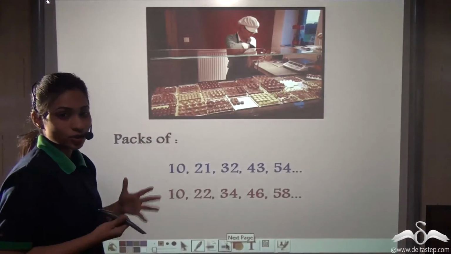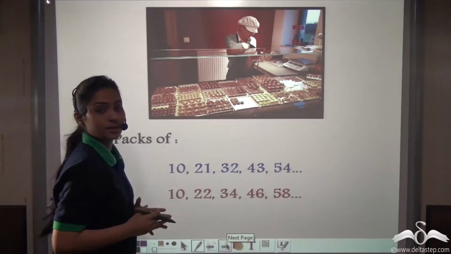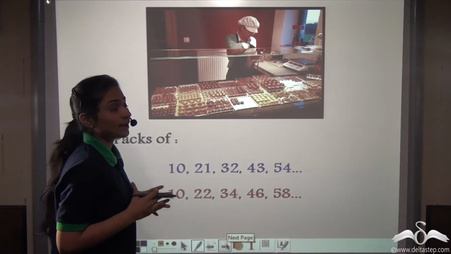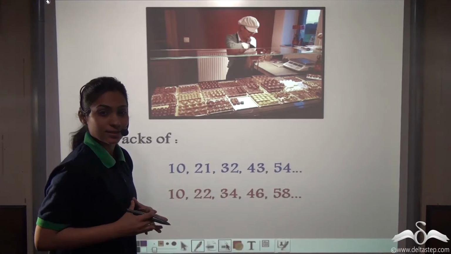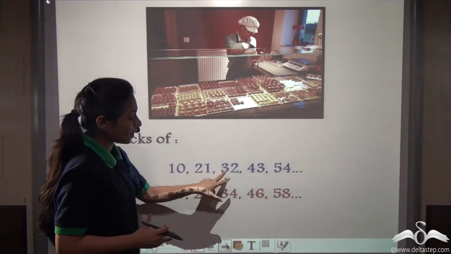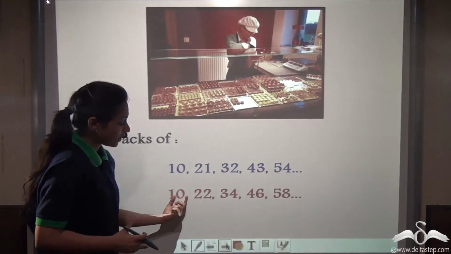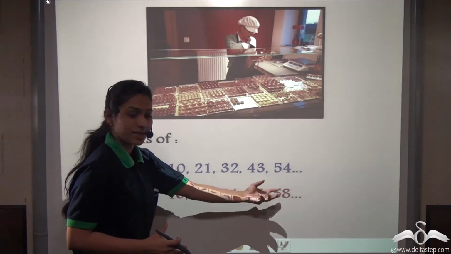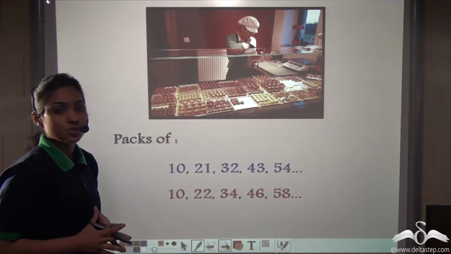Now they went to the chocolate factory, and the shopkeeper, or you can say that man there, told them that they did not sell toffees loose. They sold them in packs. Now these packs were available like packs of 10, 21, 32, 43, 54 and so on, or the packs of 10, 22, 34, 46 and so on. So these were the two patterns of packs they used to sell.